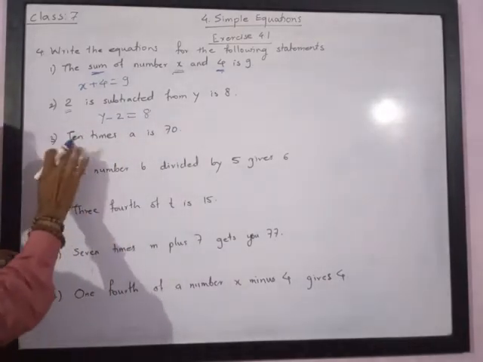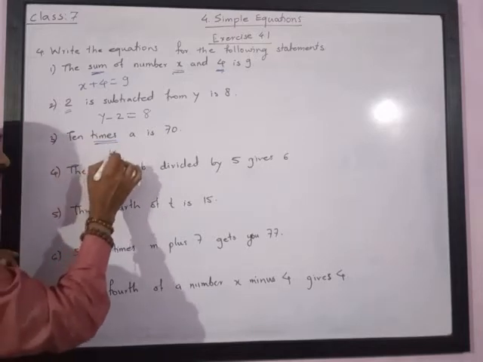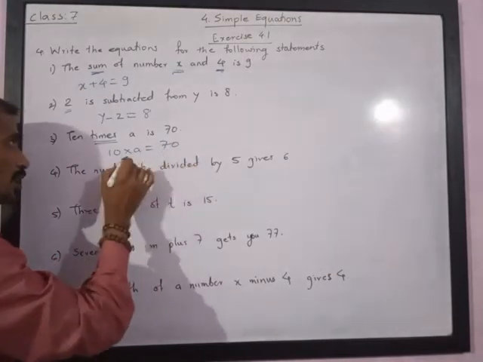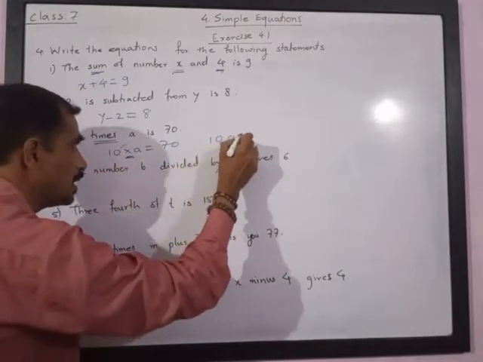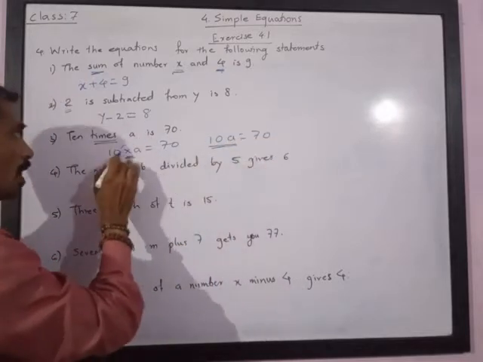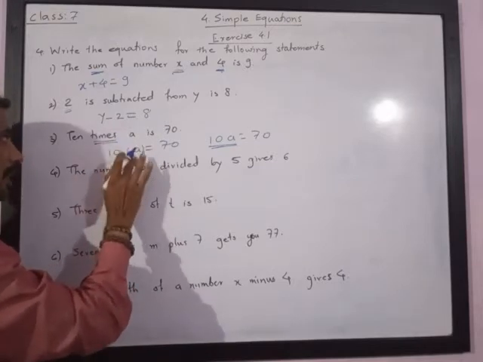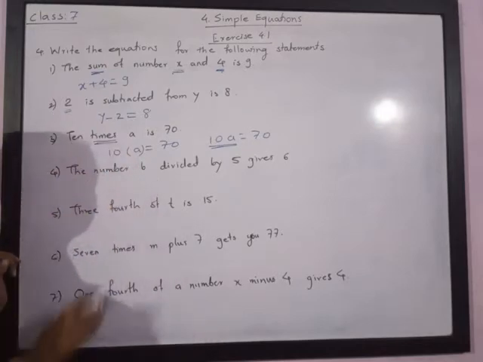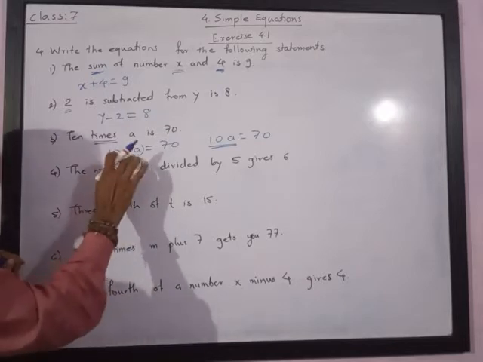Next, third is 10 times a. Times means multiplication. 10 times a, that is 10 multiplied by a, is equal to 70. The cross looks like x, so no need to write in this form. We write 10a is equal to 70. This also means 10 times a. Or you can make a bracket for multiplication, because a person may confuse between multiplication and x, so better to write a bracket.